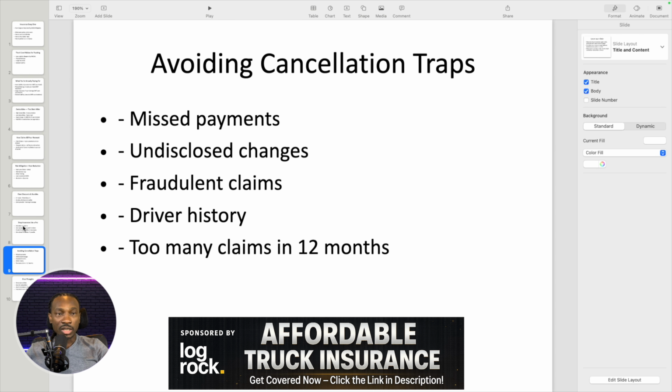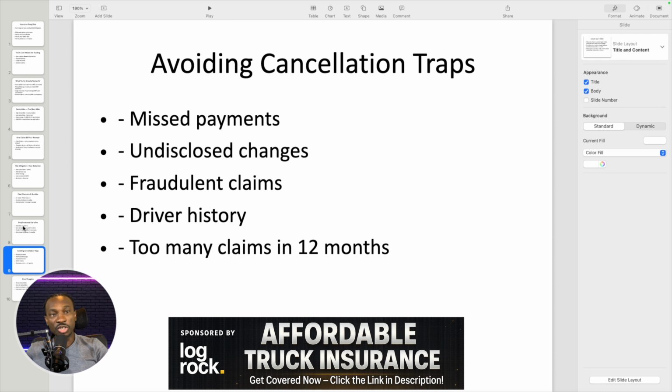All right, undisclosed changes. If anything happens, or if anything occurs, like address changes and things of that nature, you need to update your broker or your insurance company right away on the changes, right? Because they may have to change something in the policy. You may have to pay more, whatever the case may be, depending on what needs to be changed.